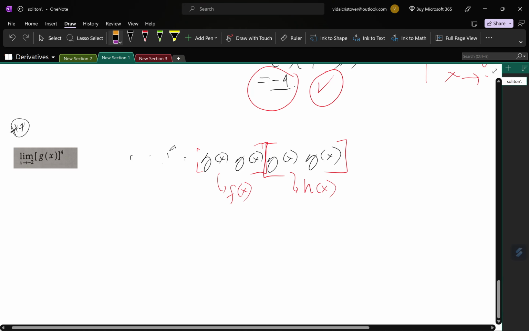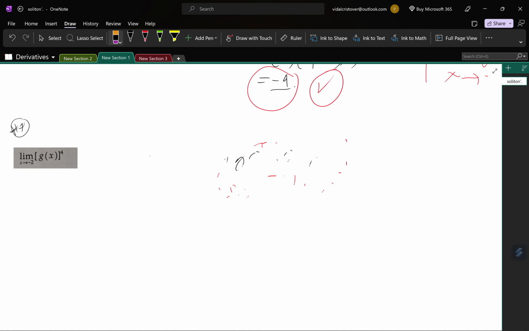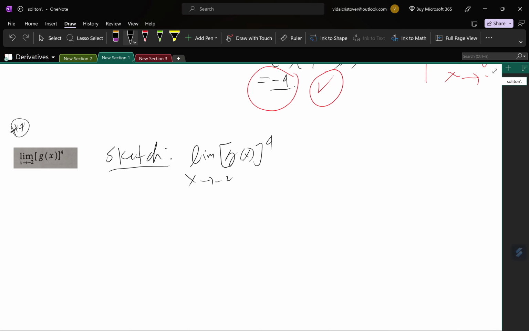So unsaon? Ang atong buhaton na ni is mag-sketch na lang sa atong strategy or sa atong plano. So, sketch. Ang limit ni g of x raised to the power of 4 as x approaches negative 2 is the same as the limit as x approaches negative 2 of the product ni, multiply ni sa g of x to itself 4 times.